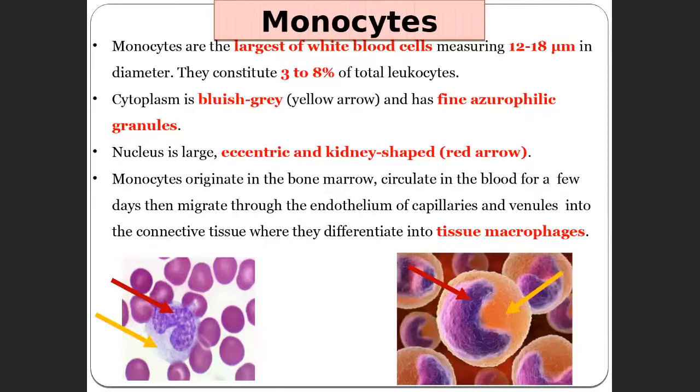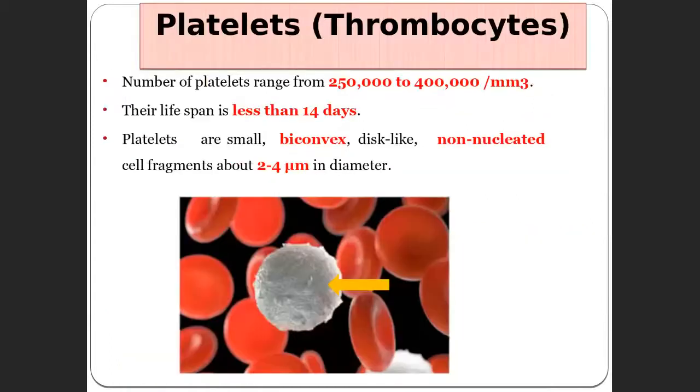So these platelets are also biconvex. The RBCs were biconcave; platelets are biconvex and non-nucleated. There is no nucleus. The lifespan is just 14 days, and the diameter is 2 to 4 micrometers. If you know the count, my boys, that is more than enough for your practicals. It's a very interesting topic, blood.